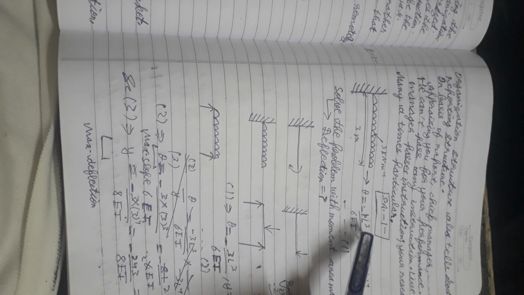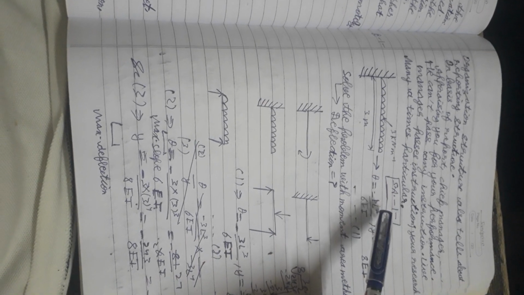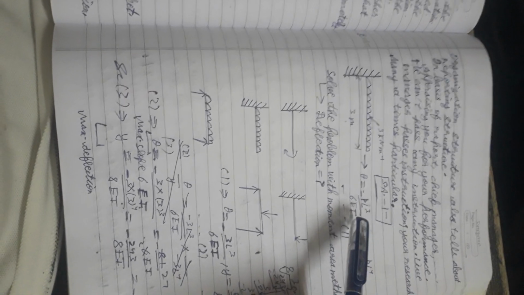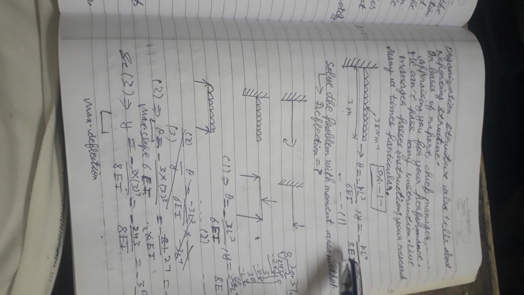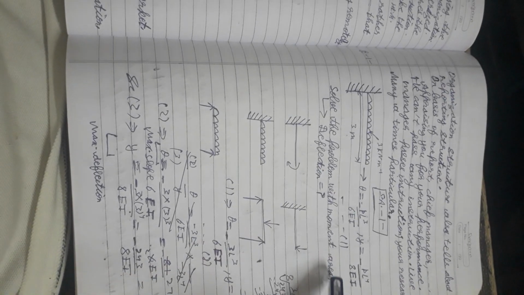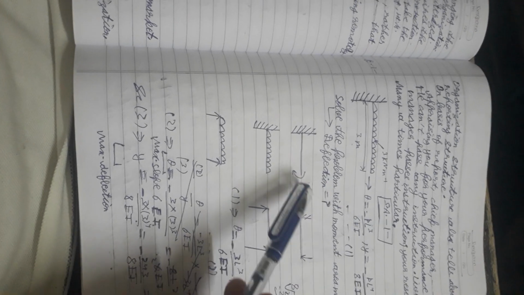For this type of cantilever beam, 3 kilonewton per meter, 3 meter, for a uniformly distributed load on a cantilever beam, theta is equal to minus wL cube by 6EI and y is equal to minus wL to the power 4 by 8EI. Solve the problem with the moment area method. Deflection is equal to question mark.